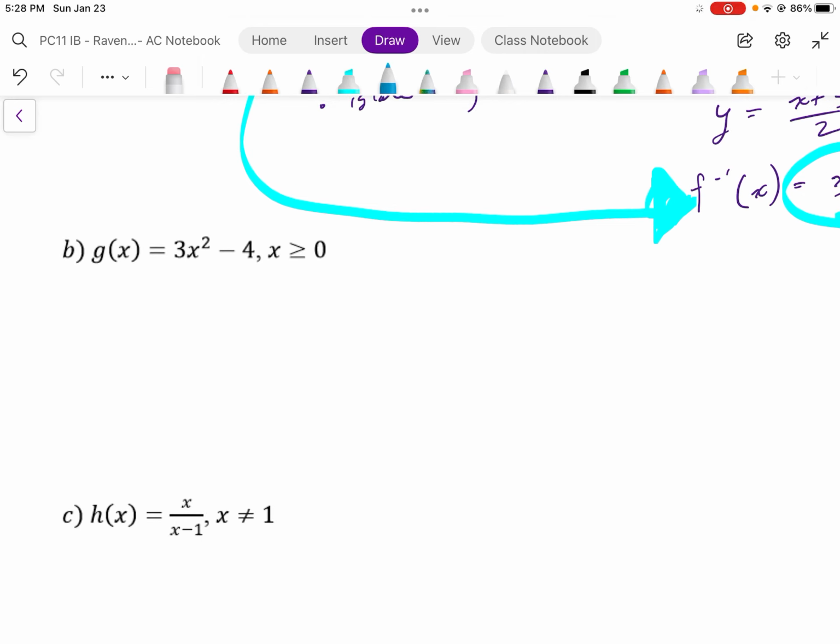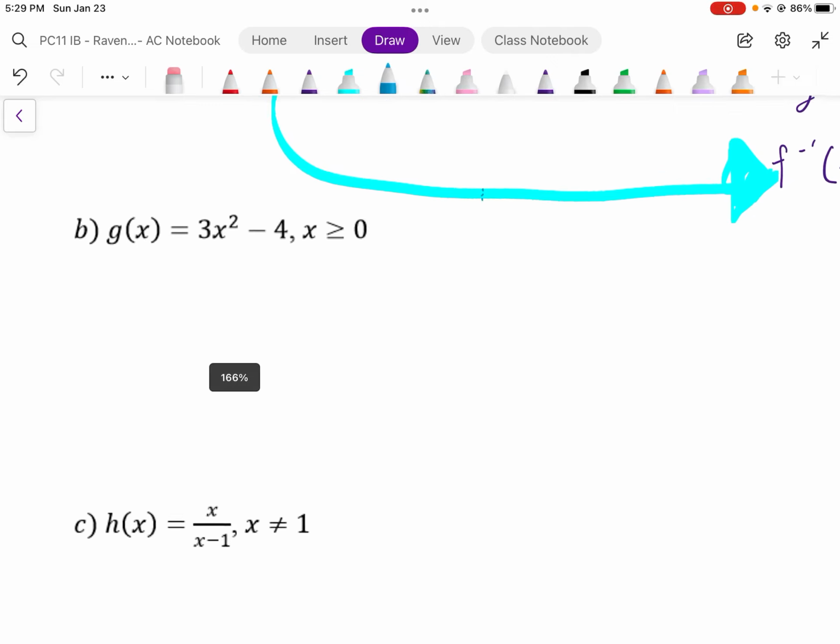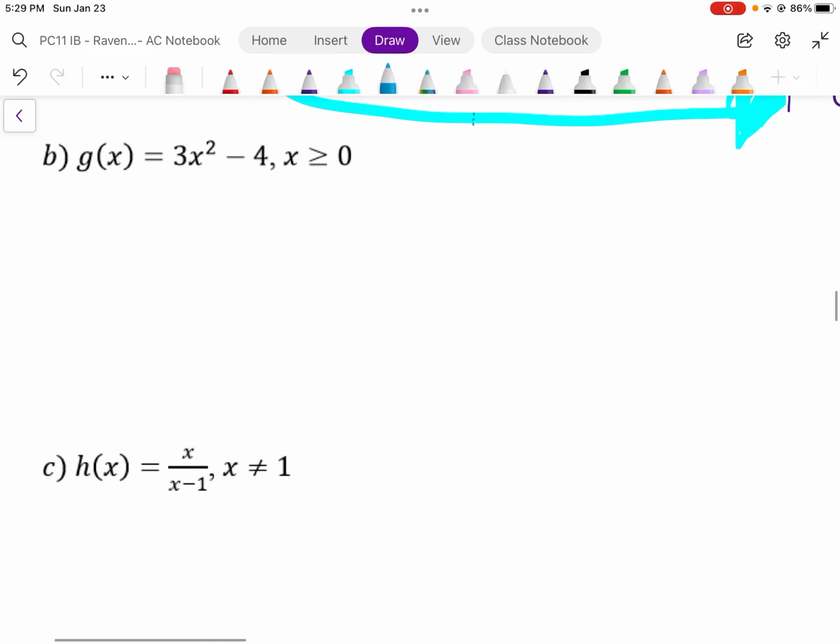g of x is equal to 3x squared minus 4, where x is greater than or equal to 0. Now, keep in mind, I'm going to be looking at my positive arm here. My vertex is going to be at (0, -4) of my parabola. That's g of x. So I'm going to be taking a look at my positive arm, and that will have an effect later on. Now, for more thorough analysis, you'll be taking a look at this in grade 12.